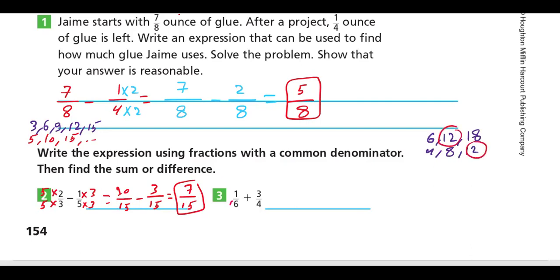So multiply 6 by 2, it will be 12, up and down. Multiply 4 by 3, up and down, it will be 12. So first fraction, 2 times 1 is 2, 2 times 6 is 12, plus 3 times 2 is 6, 4 times 3 is 12.